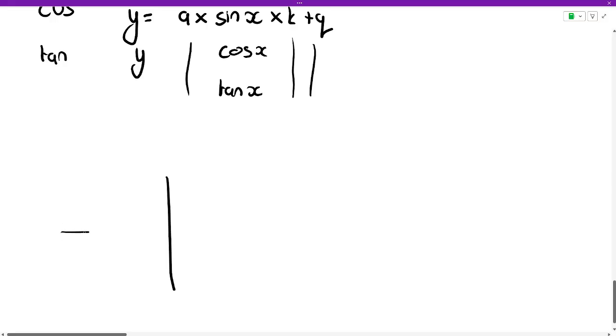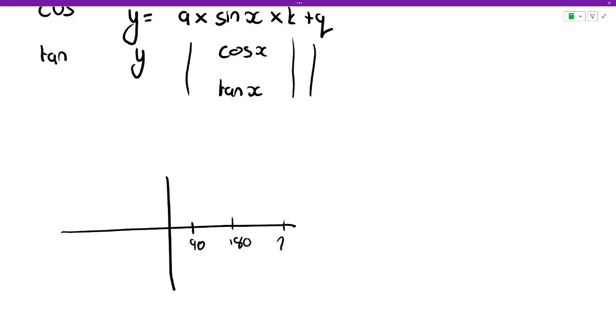Sine and cos are the easier ones. So if we look here, 90, 180, 270, 360, minus 90, minus 180, minus 270, and minus 360. So this is a sine graph. Sine, no matter what, will start at 0, 0. Well, the base graph starts at 0, 0.